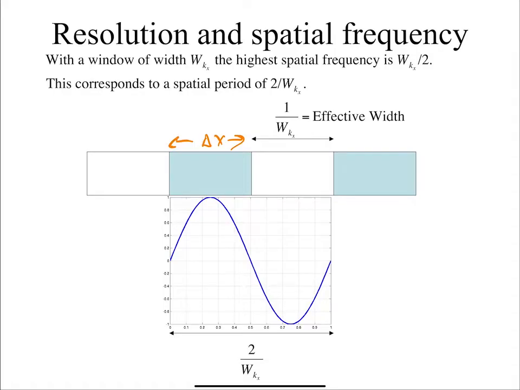So let's think about this. If this effective width is 1 over delta, WKX, then the spatial period it corresponds to is 2 over WKX, okay? And that would correspond to a sinusoid that is up for half of its period and negative for half its period. So it sort of makes sense that you could represent an object that's varying every delta x with an object with that frequency, all right? So that's just another way of motivating why the answer is the way it is.